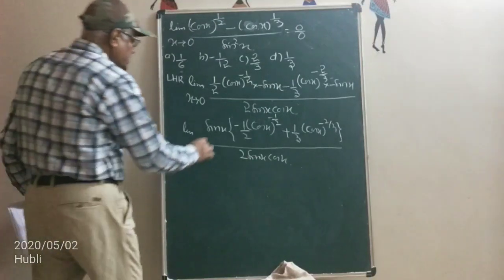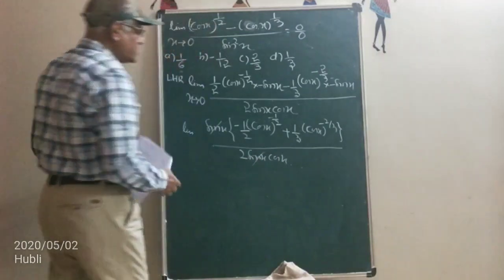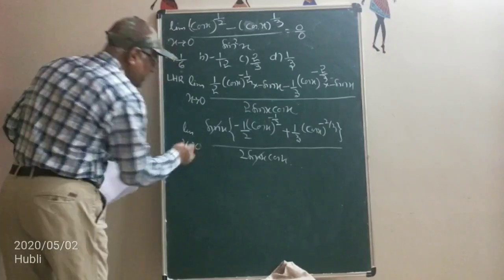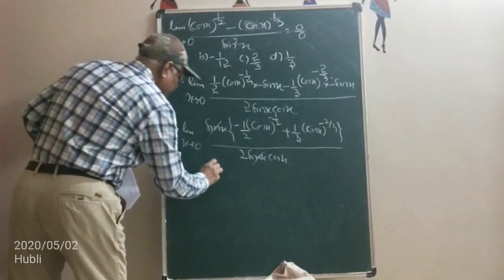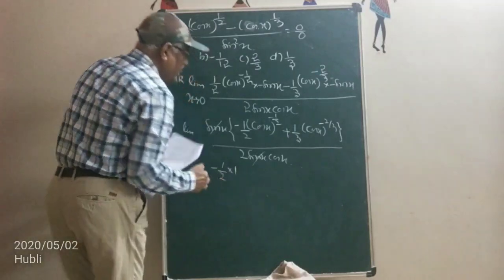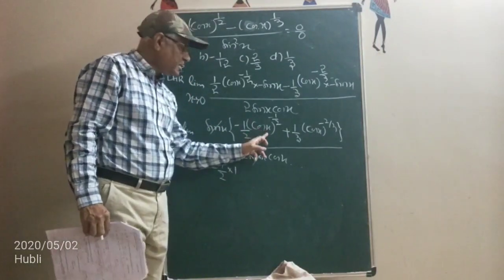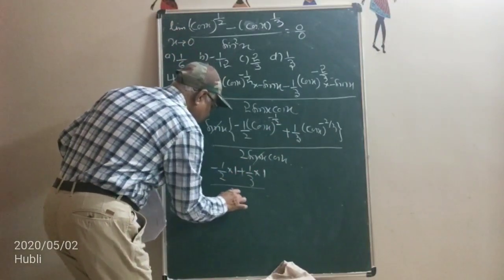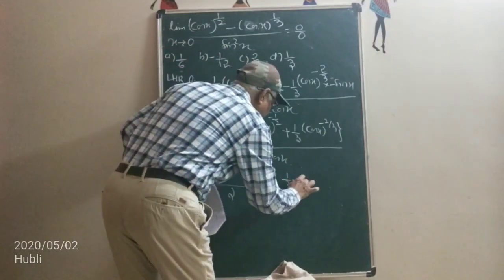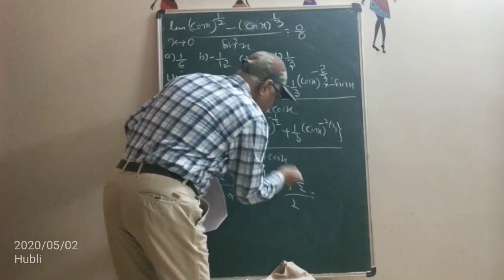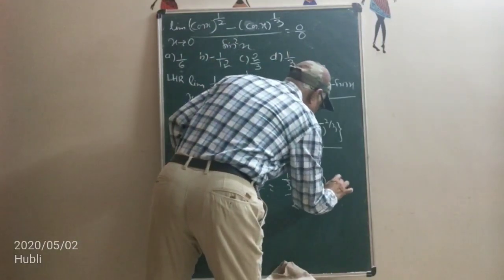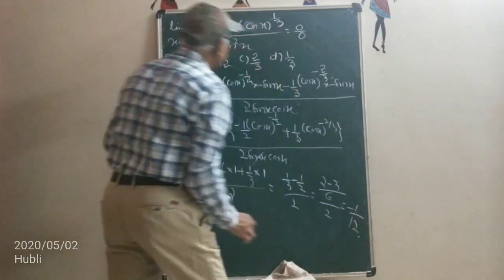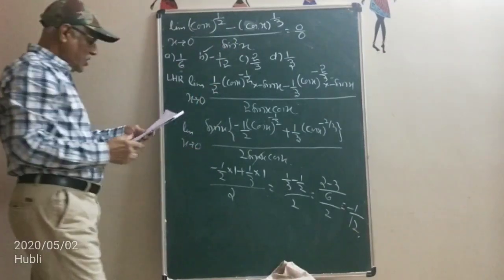Then after this, sin x and sin x terms get cancelled. So what is the expression left afterward? Just see here, as x tends to 0, sin x and sin x get cancelled. The numerator is now minus 1 by 2 into 1, because when x tends to 0, cos x is 1, and plus 1 by 3 into 1, divided by 2. That is equal to minus 1 by 2 plus 1 by 3, divided by 2. If you take LCM here, 2 minus 3 divided by 6, divided by 2, equal to how much? Minus 1 divided by 12 is the answer. That is, the second option is the answer.